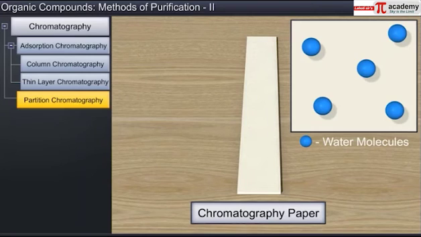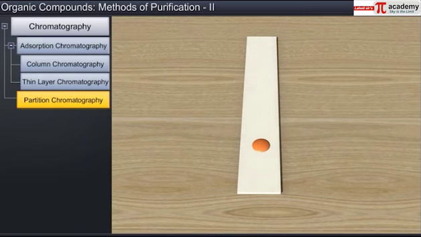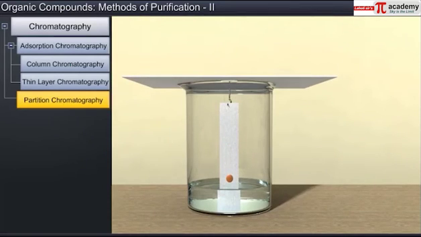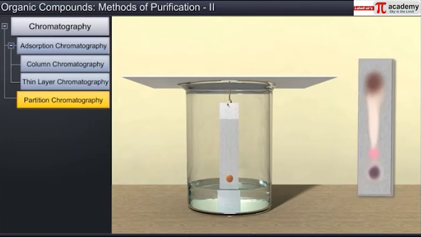Now let's take a closer look at the procedure. The chromatography paper is spotted at the base with the solution of the mixture to be separated. Then the paper is suspended in a closed jar containing a suitable solvent or a mixture of solvents. The solvent rises up by capillary action and flows over the spot. Depending on the differential partitioning of the components in the mixture, they get separated with the mobile solvent.